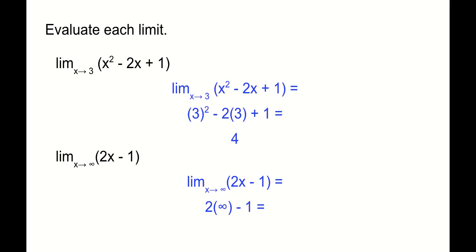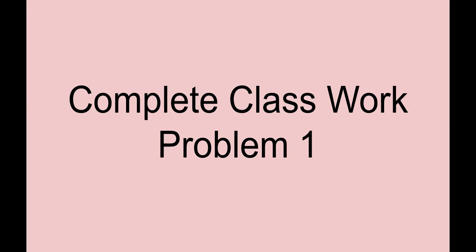And so when you're working with infinities, this isn't the 8th grade game or the little kid game of infinity squared, 4 times infinity. Infinity is infinity. So 2 times infinity is infinity, right? Infinity minus 1 is infinity. So it doesn't matter that there's a 2 and a minus 1. This is infinity. All right, so we can evaluate limits at infinity the same way you evaluate regular limits at a point. Just plug in the x value. All right, so we want to stop this and complete class or problem number 1.